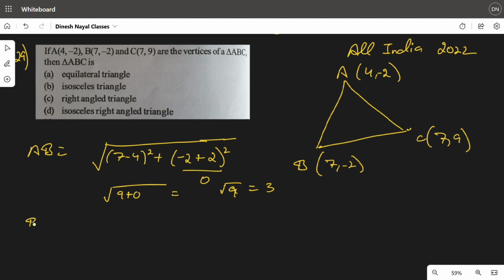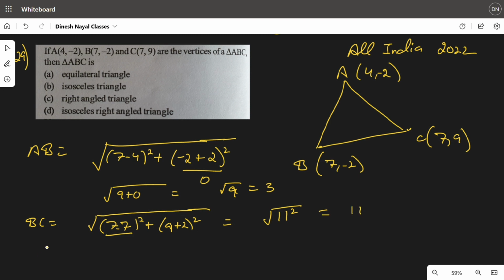Now for BC, side BC under root again. Consider this as x1 y1 and x2 y2: 7 minus 7 whole square, this will be 0 only, plus 9 minus of minus 2, this will be 9 plus 2 whole square. This is actually 0 and 11 square. So 0 plus 11 square will be 11 square whole under root. Square and under root will cancel out, so this is 11. So BC is 11.